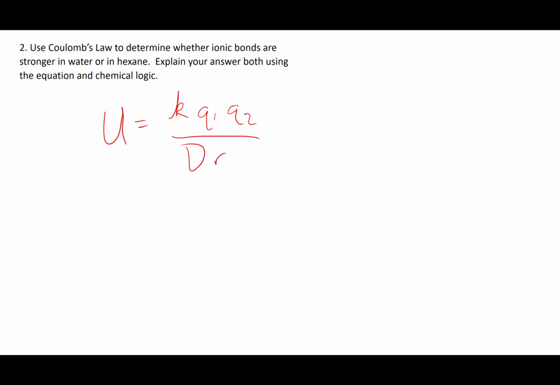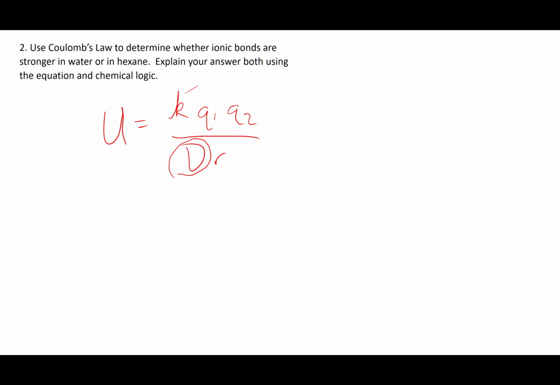Now, the key part of this equation, all right, so I'll go through the unimportant parts real quick. Unimportant parts are this constant K, the Q1 and Q2, which are the charges, and R, which is the radius between them. None of those things are affected by the solvent. The part that is affected by the solvent is D here. So D is something called the dielectric constant.